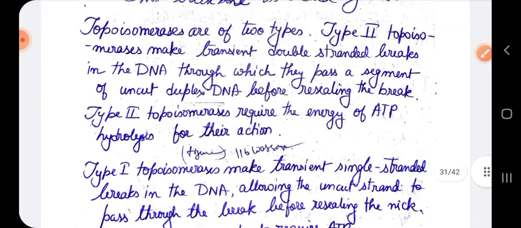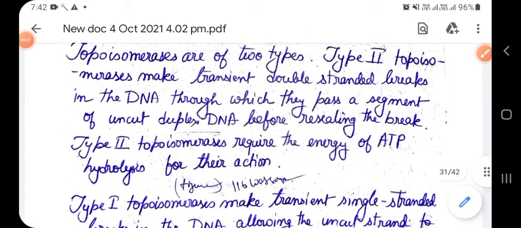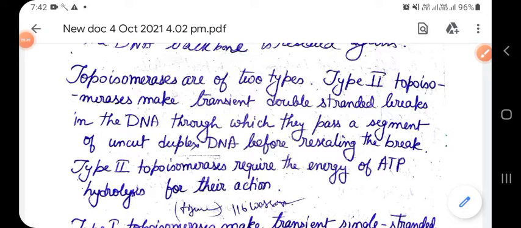So I have said that type 2 topoisomerase makes double stranded breaks in the DNA, through which they pass a segment of an uncut DNA helix before resealing the break, and it requires energy because of its conformational change in the structure during their activity.